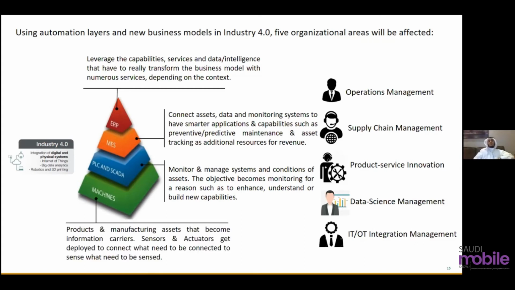With regard to the bottom layer, the machines, products, and manufacturing assets become information carriers. So sensors and actuators get deployed to connect what needs to be connected, to sense what needs to be sensed. It is not just put in without any purpose.